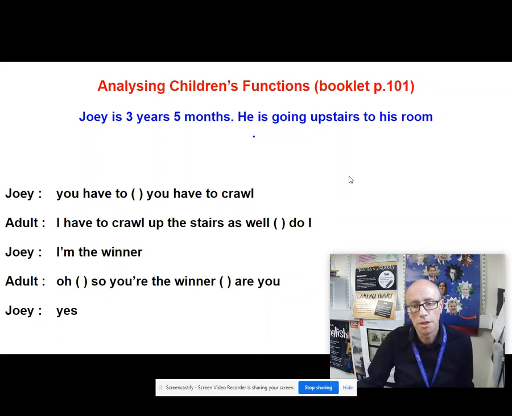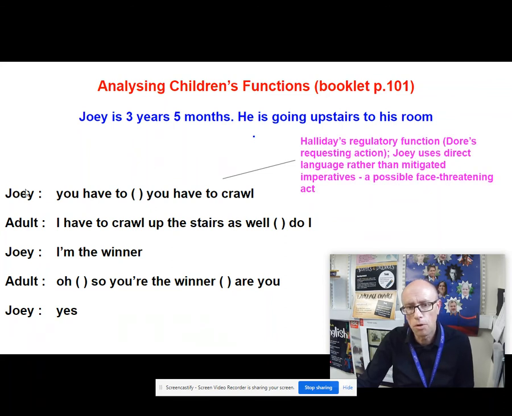Okay, so Joey says, "You have to crawl." And the adult says, "I have to crawl up the stairs as well, do I?" "I'm the winner." "Oh, so you're the winner, are you?" "Yes." So if we were to analyze this in terms of functional theory, we can see some interesting things going on. First of all, on that first line there, "you have to crawl." Surely this is evidence of Halliday's regulatory function, and also Doerr's requesting action.